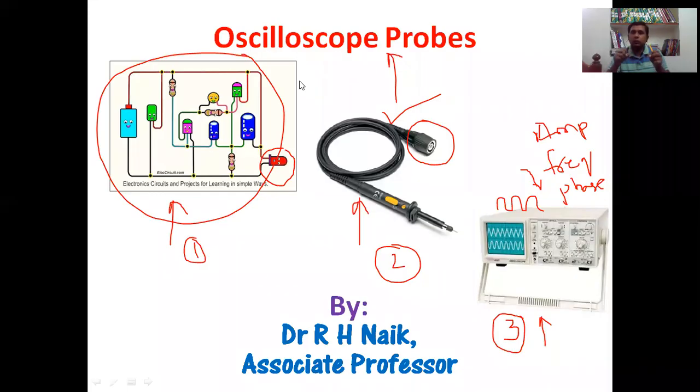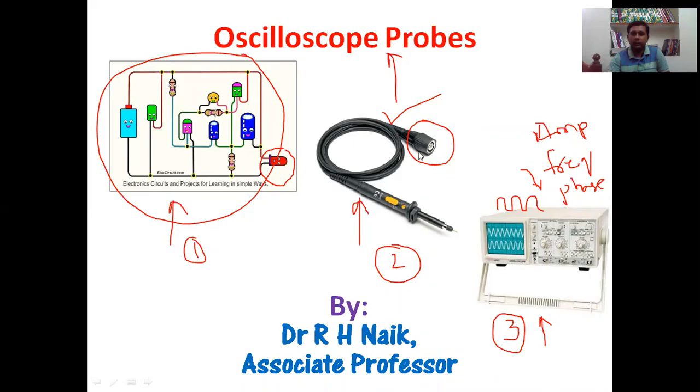It should have its own characteristics, right? So characteristics means it should not alter the actual output of circuitry while it is carrying to the CRO. Yes.